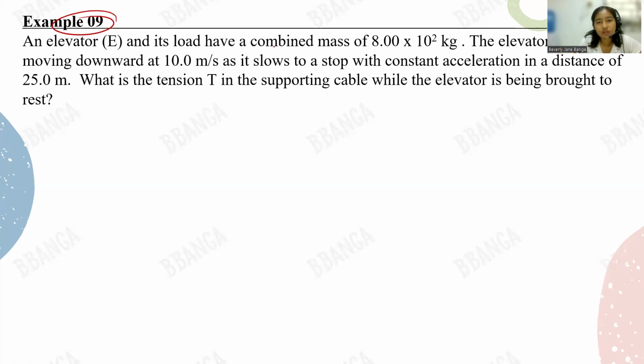An elevator and its load have a combined mass of 800 kilograms. The elevator is initially moving downward at 10 meters per second as it slows to a stop with constant acceleration in a distance of 25 meters. What is the tension T in the supporting cable while the elevator is being brought to rest? So, gusto natin malaman yung tension T in the supporting cable daw. So, saan ba nag-act yung cable natin, di ba? Tension is exerted by the cable on the elevator.